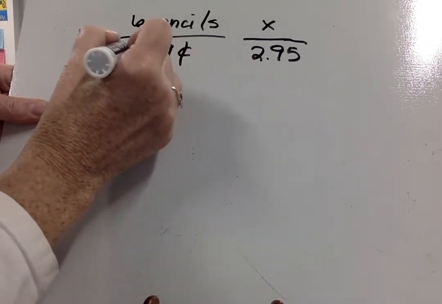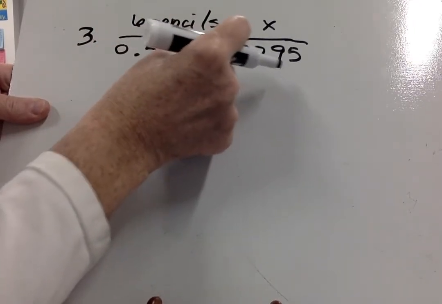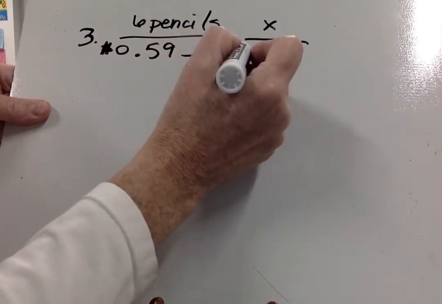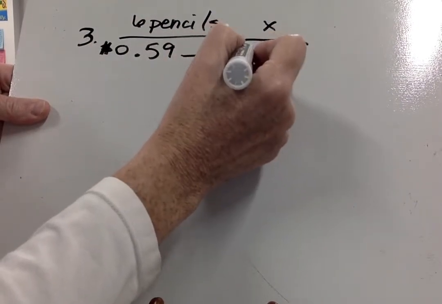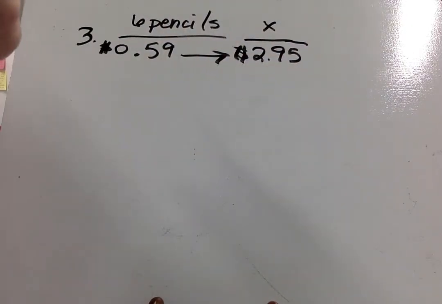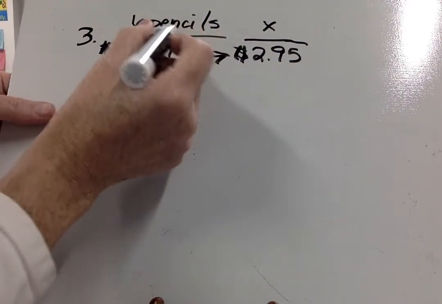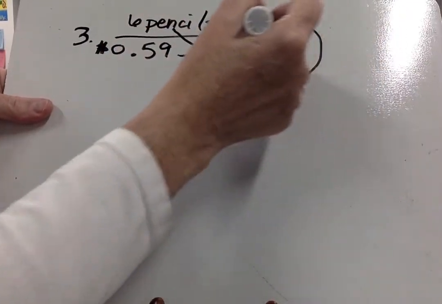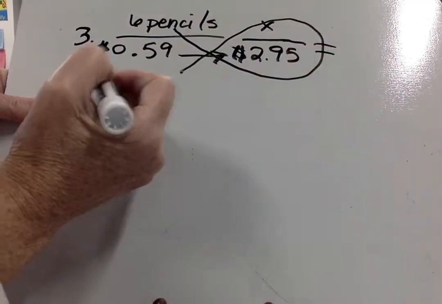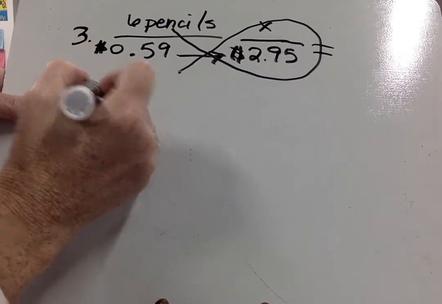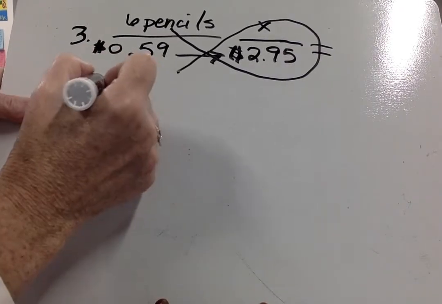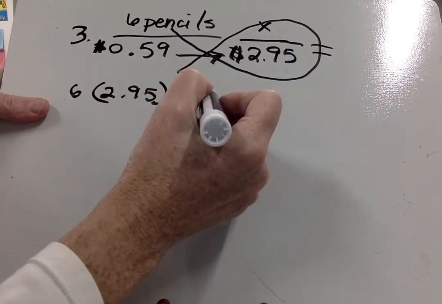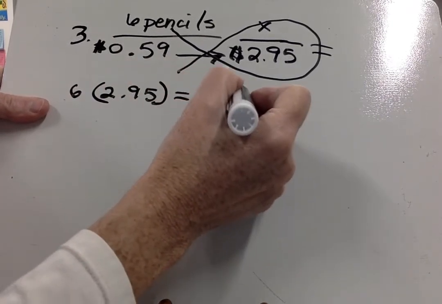So I'm going to change this to 0.59. Change that cent out, put the dollar sign here. Because again, dollars to dollars. And I guess we need to know how many pencils. Okay, so now that it's all set up, I'm going to use my fish. And again, the equal sign is in the fish's mouth. So it's 6 times 2.95 equals X times 0.59.